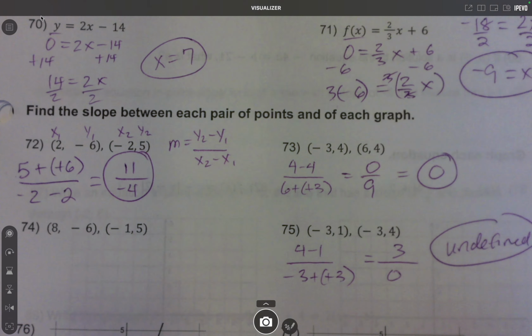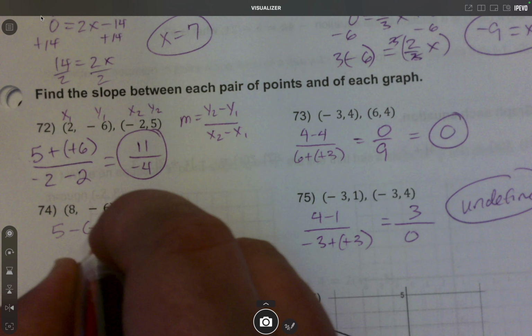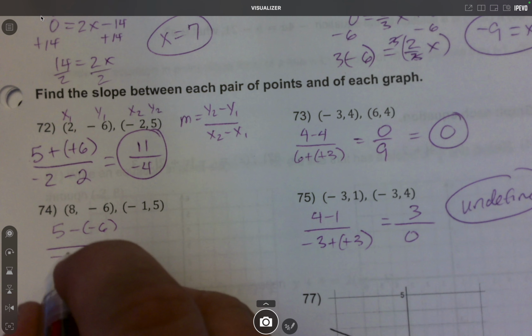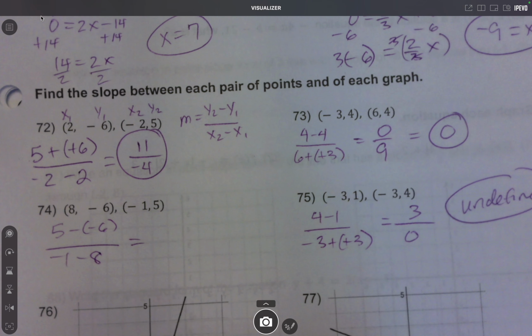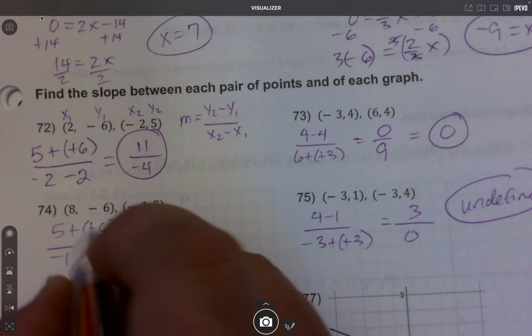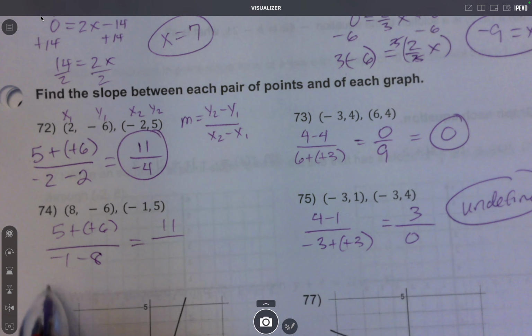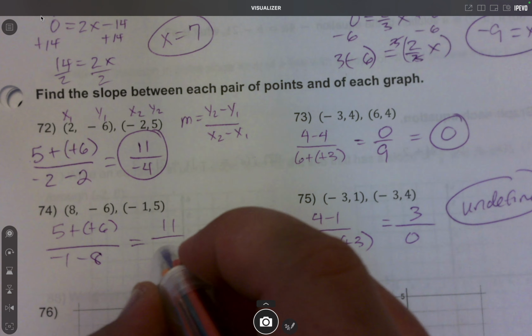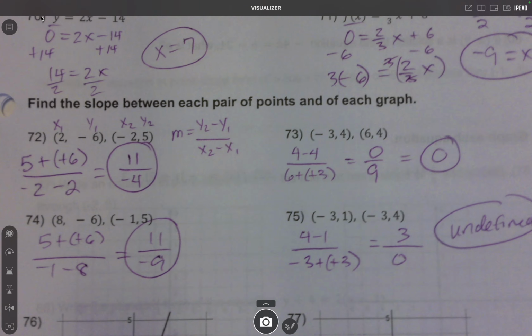Okay, back to 74, we do y2 minus y1 over x2 minus x1. 5 minus negative 6 is the same as 5 plus 6. Negative 1 minus 8 is negative 9. Okay, to be continued.